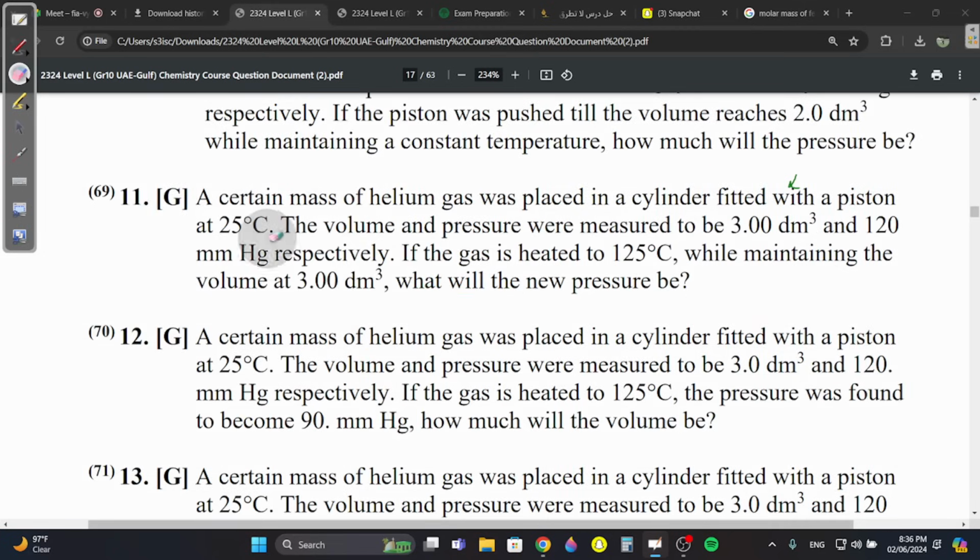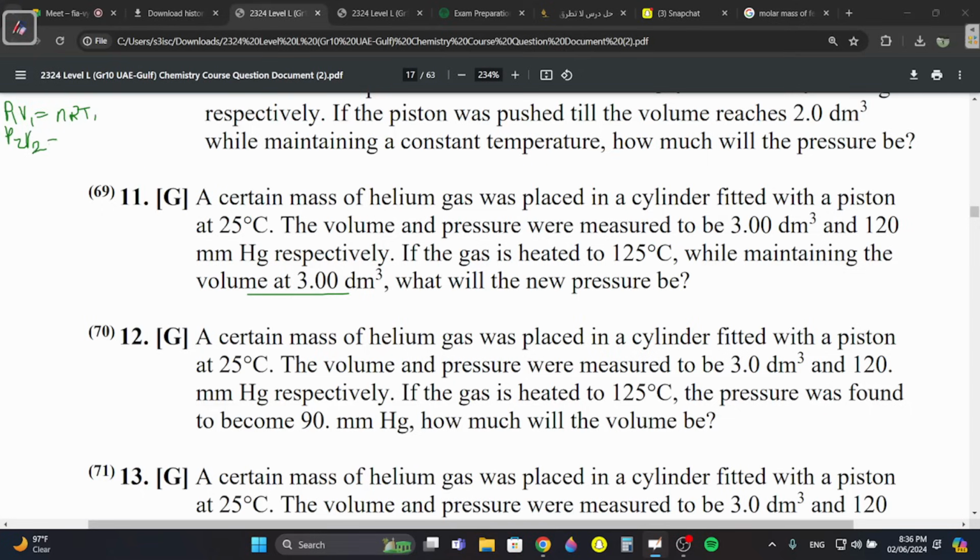A certain mass of helium gas was placed in a cylinder fitted to the piston. Okay, same question. I mean, these come every question, every exam. With a piston at 25 degrees Celsius, volume and pressure were measured to be 3 and 120, whatever. Gas is heated to 125, maintaining volume. What will the new pressure be? Same thing. P1 V1, P2 V2. Okay, P1 V1 equals nRT1.